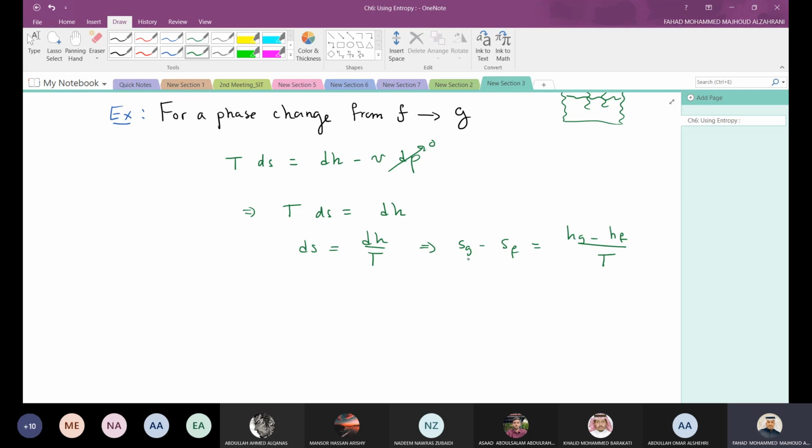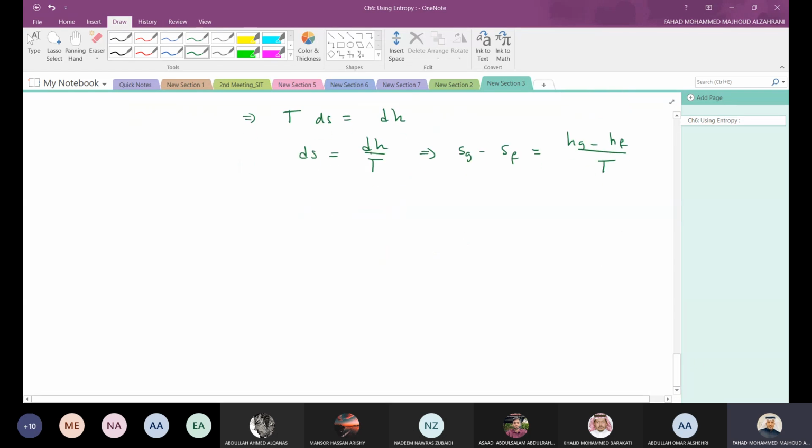Is that clear? Yes, Doctor. So this is just an example to show you how we can use this relationship for the entropy, or the TdS equation, to evaluate the entropy. I guess we can talk about this quickly. Yeah, we can talk about this in these last 5 minutes.